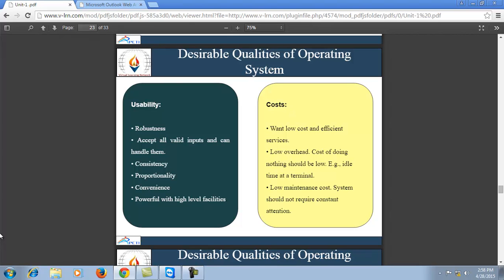Low overhead: the cost of doing nothing should be low, idle time at a terminal. Next one, low maintenance cost: the system should not require constant attention. All the points are clear? Any query?